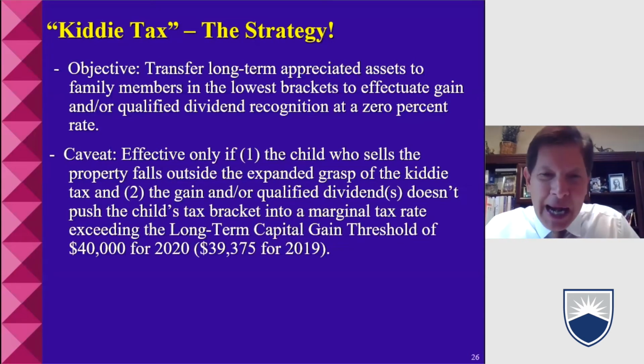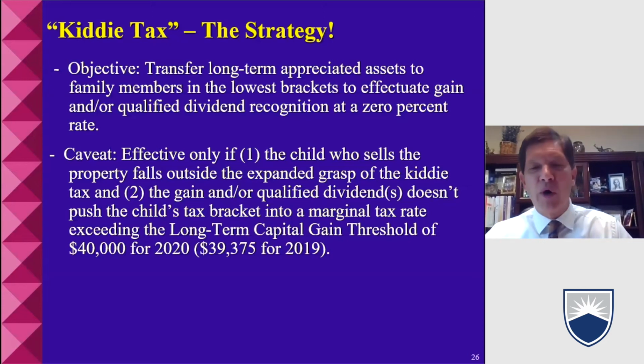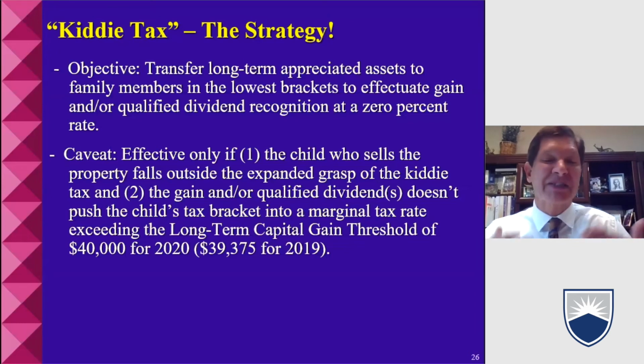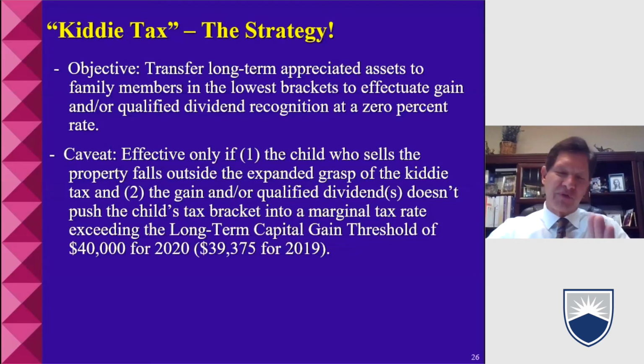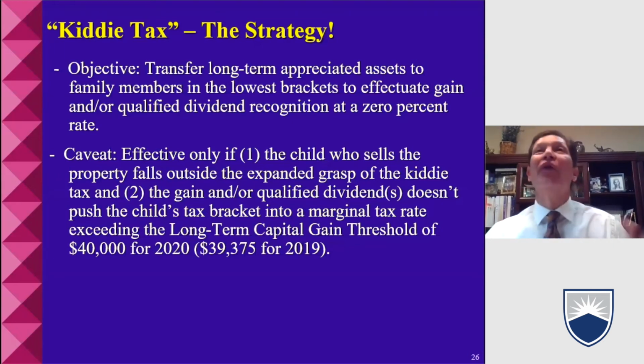Caveat. This strategy is effective only if the child who sells the property falls outside the expanded grasp of the kiddie tax, and the gain and or qualified dividend doesn't push the child's tax bracket into a marginal tax rate exceeding the long-term capital gain threshold. See, if your taxable income is $40,000 or less in 2020, closer to $40,400 in 2021, there's no long-term capital gains tax. There is no qualifying dividend income tax.